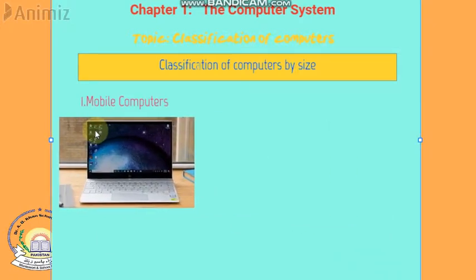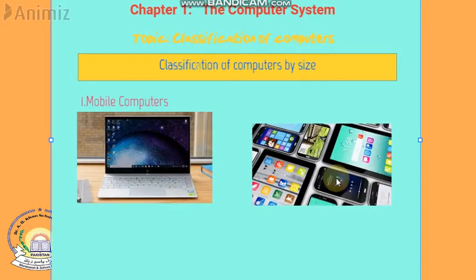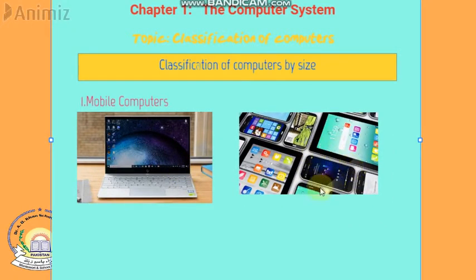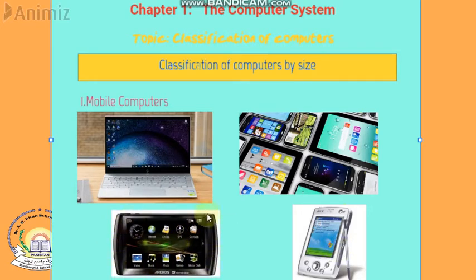Examples are laptops, ultrabooks, net e-books, tablets, smartphones, personal data assistants, we call them PDAs for short, and portable media players. Portable media players mean the devices that are made only to play different types of media, music or videos, or these sorts of things. So these are some examples of mobile computers, because mobile means to be able to move freely.